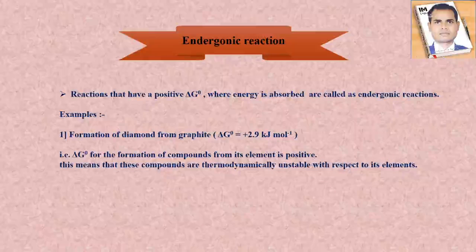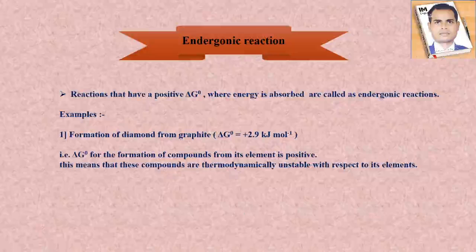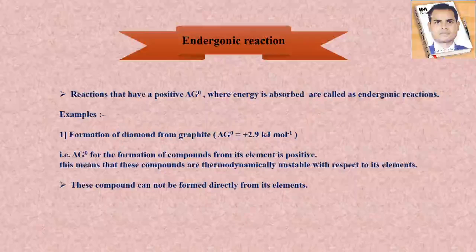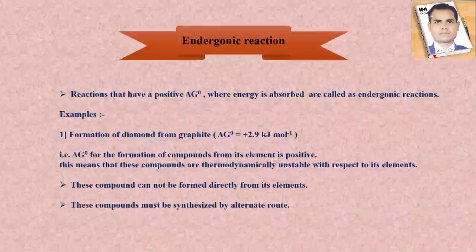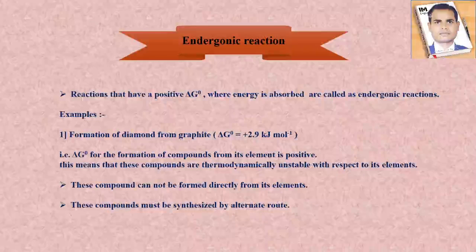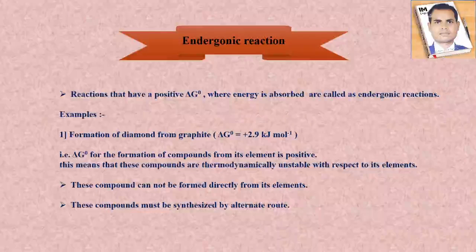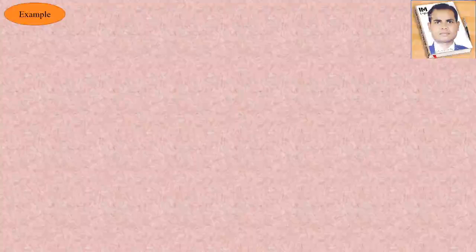When energy is getting out from a specific reaction, it is a stable reaction. So that is exergonic and this is endergonic. These compounds cannot be formed directly from their elements, and must be synthesized by alternate routes. There is no fixed route for the formation of this kind of compounds. Now we have to see examples based on this topic.